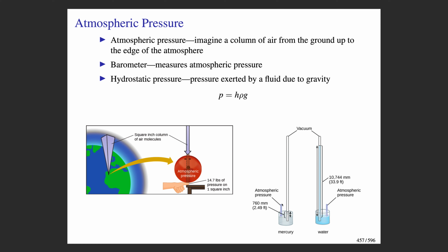Let's talk about atmospheric pressure. So the way to think about atmospheric pressure is to imagine a column of air that starts at the surface of the Earth and goes all the way up to the edge of the atmosphere. Okay, so that column of air has a mass, and gravity is pulling down on it. And so it's exerting a force on a little surface area on the ground. And so that's what atmospheric pressure is due to, the column of air above the surface of the Earth. A device called a barometer is used to measure atmospheric pressure.